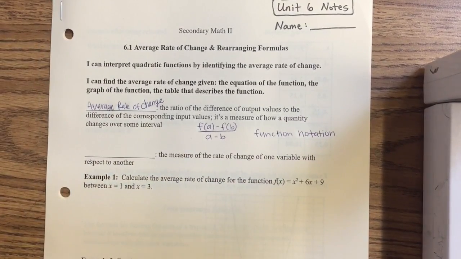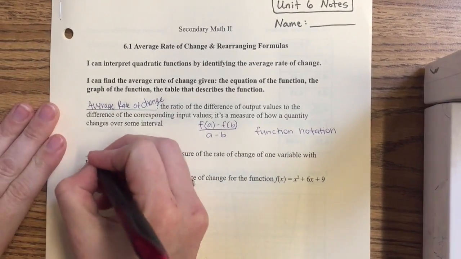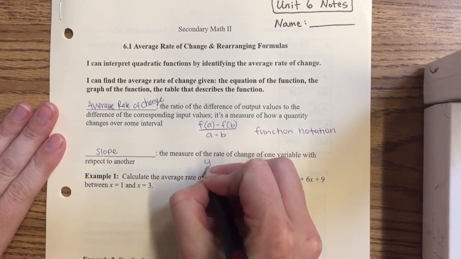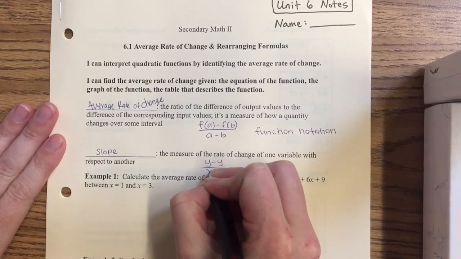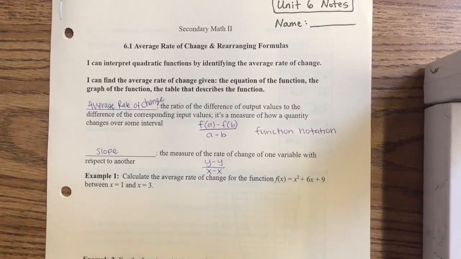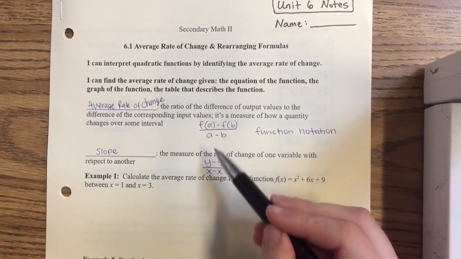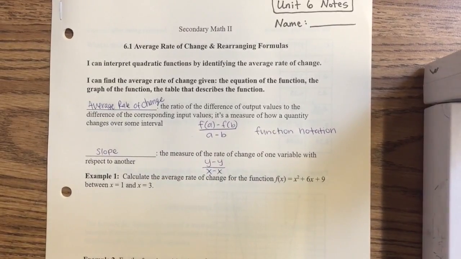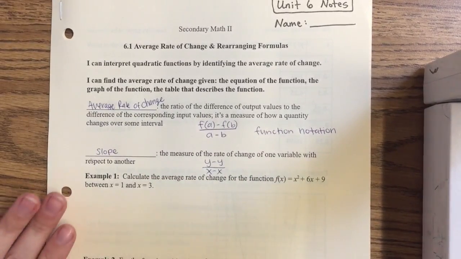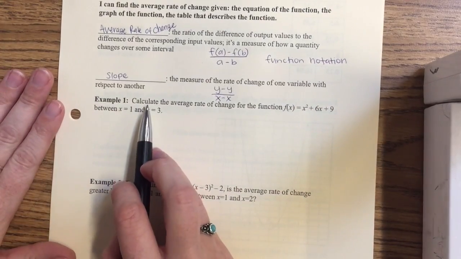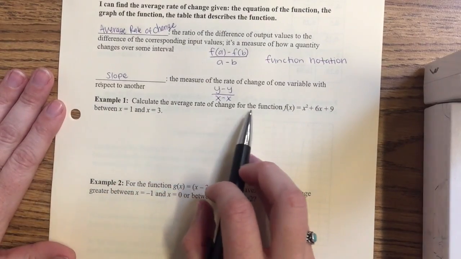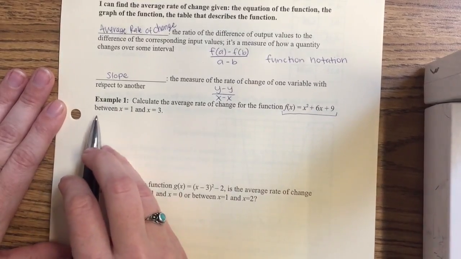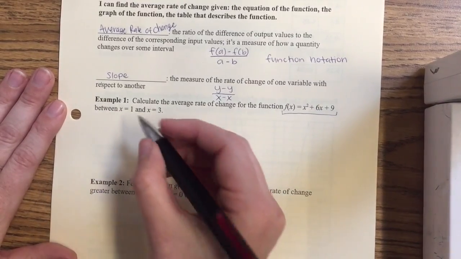This average rate of change is similar to slope, which would be y minus y over x minus x. You may use either formula to find the average rate of change. So for example 1, it says, calculate the average rate of change for this given function between x equals 1 and x equals 3.